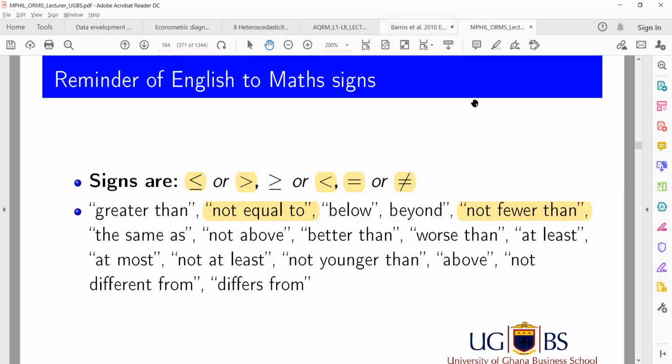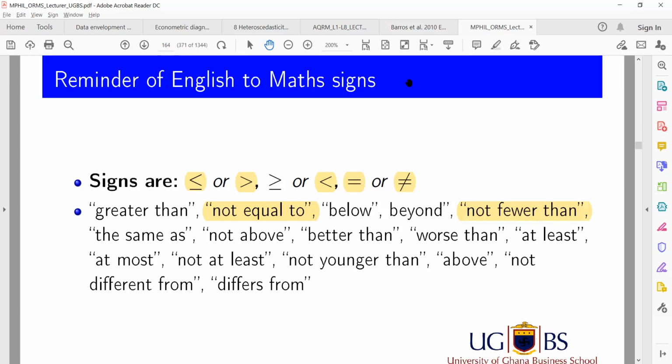Many of you are writing greater than, and that is wrong. Not fewer than is not greater than. The opposite of greater than is not less than. The opposite of greater than is less than or equal to. Mathematically and statistically speaking, that is it.